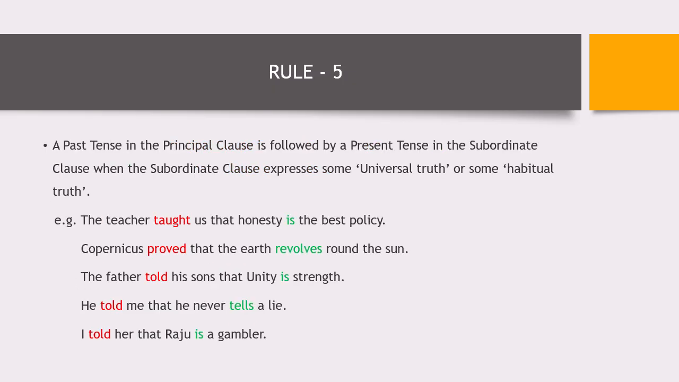Rule 5. A past tense in the principal clause is followed by a present tense in the subordinate clause when the subordinate clause expresses some universal truth or some habitual truth. For example, the teacher taught us that honesty is the best policy. Copernicus proved that the earth revolves around the sun.